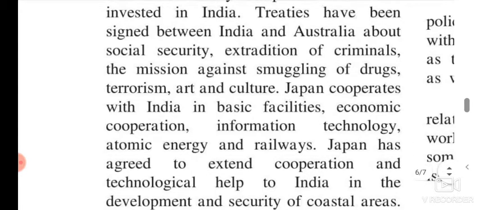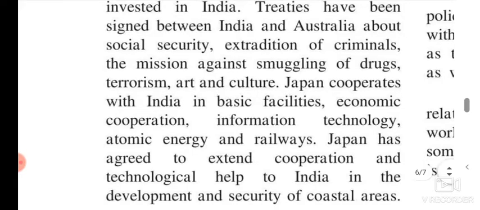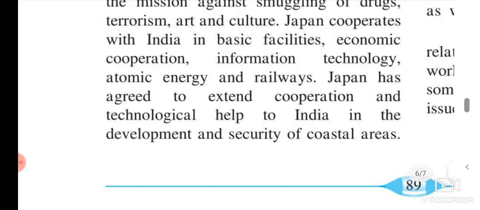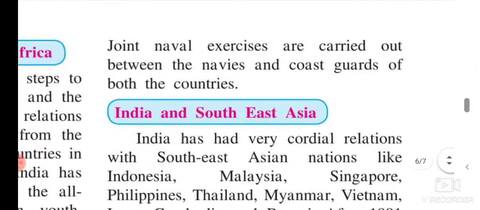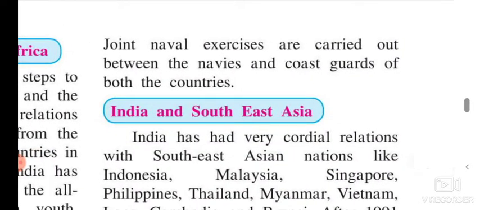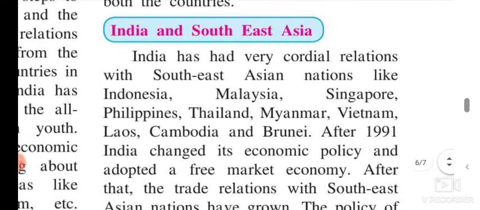Japan cooperates with India in basic facilities, economic cooperation, information technology, atomic energy, and railways. Japan has agreed to extend cooperation and technological help to India in the development and security of coastal areas. Joint naval exercises are carried out between the navies and coast guards of both countries.